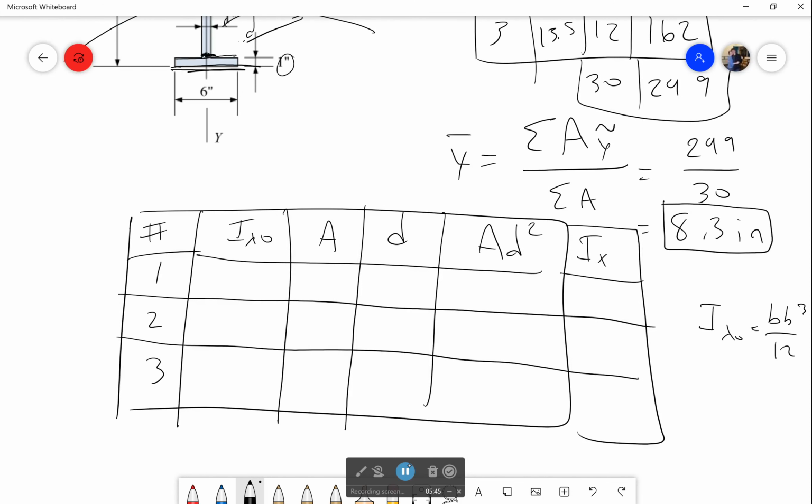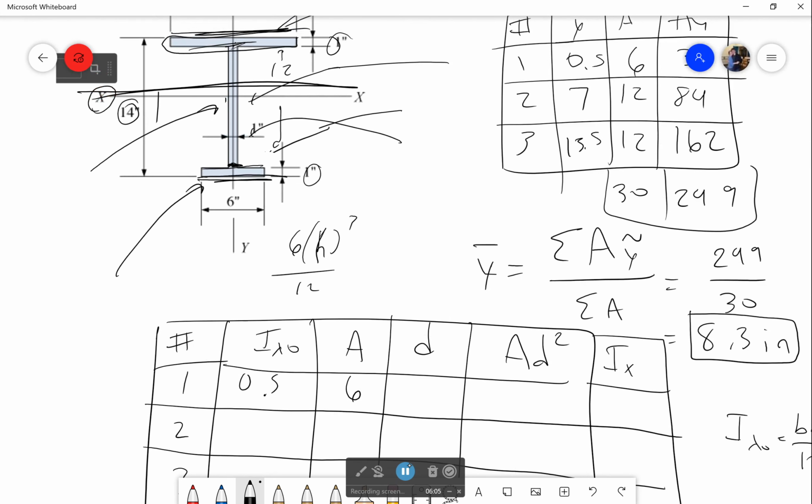Okay. So for that bottom rectangle, its base is 6, its height is 1, and it's over 12, so that'll be 0.5. Its area is simply going to be 6. Its distance from its centroid to the actual centroid is, remember that this distance right here is 8.3, and its centroid is 0.5 above the bottom, so its distance would be 8.3 minus 0.5, which would come out to be a distance of 7.8.